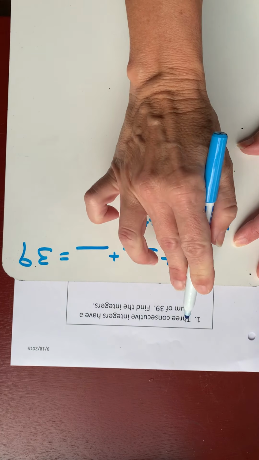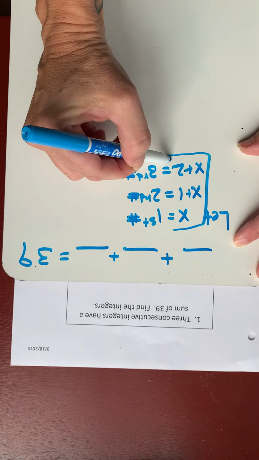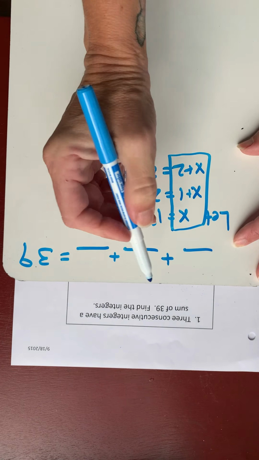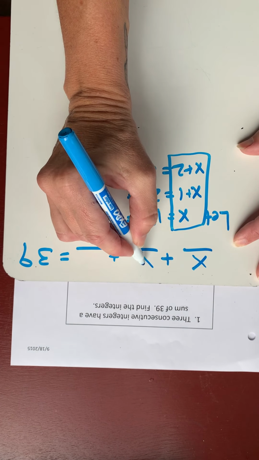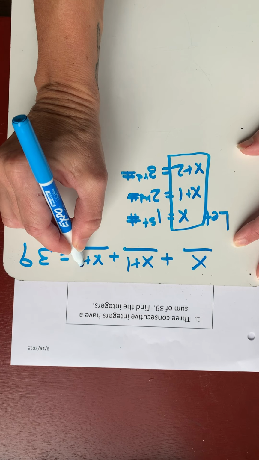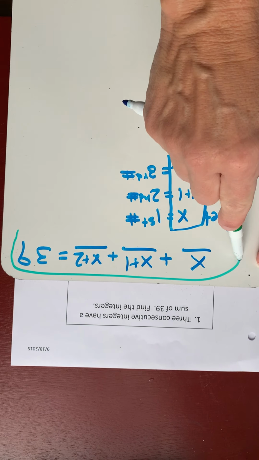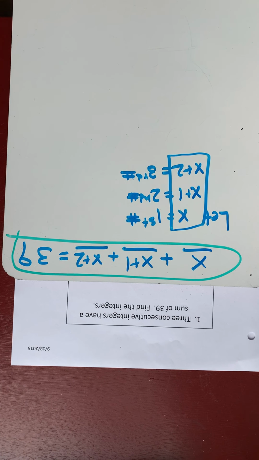I stop there. They want 3. So these are the 3 algebraic expressions I use to represent those first 3 numbers. Well, what do I do with them? They have a sum of 39, so x and x plus 1 and x plus 2 will equal 39. This is the equation that I use. I take that equation and I solve it.